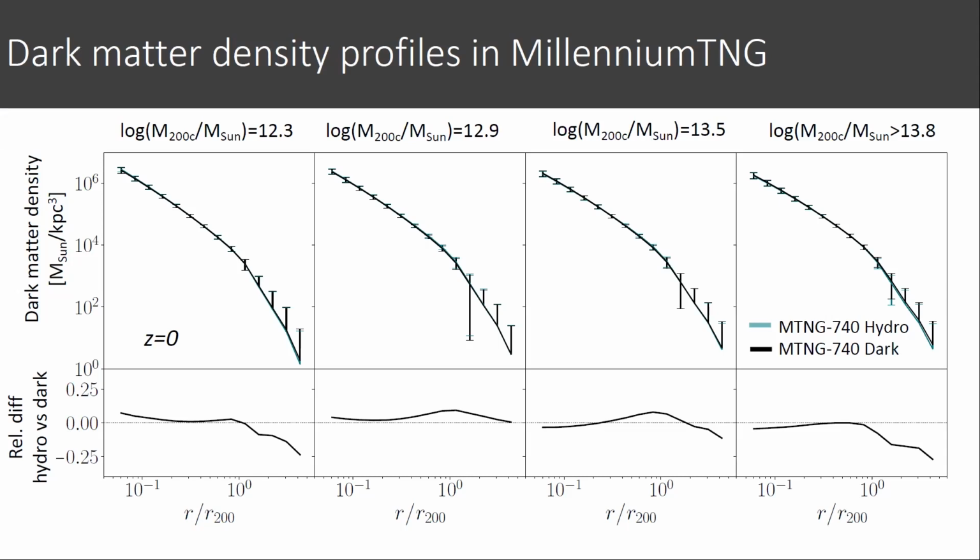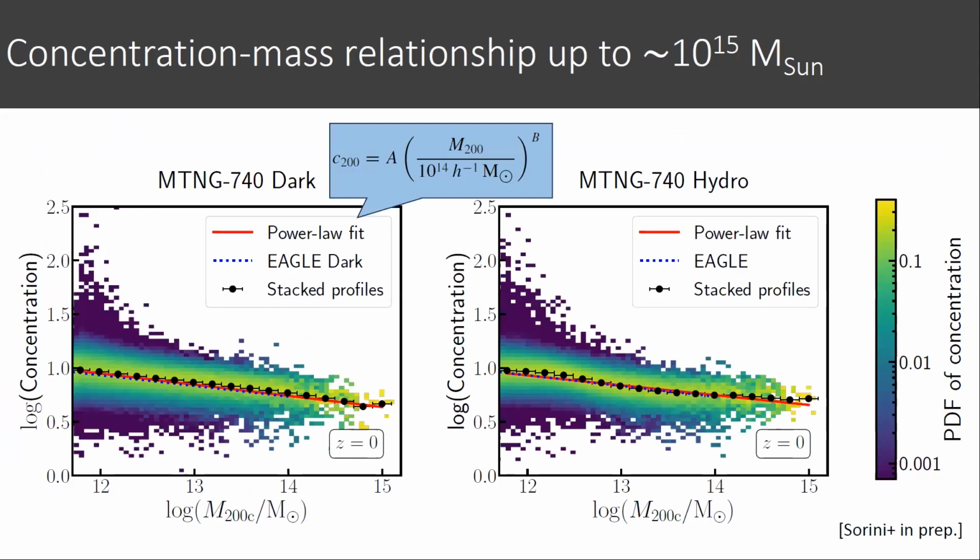But then I fit all these profiles with an NFW profile and then I could basically bin them into mass and concentration bins and produce these 2D histograms that you can see here. On the left, you've got the plot with a dark matter only simulation. On the right, there is the full hydrodynamic simulation. The color bar here tells you the probability distribution function of the concentration at every fixed mass.